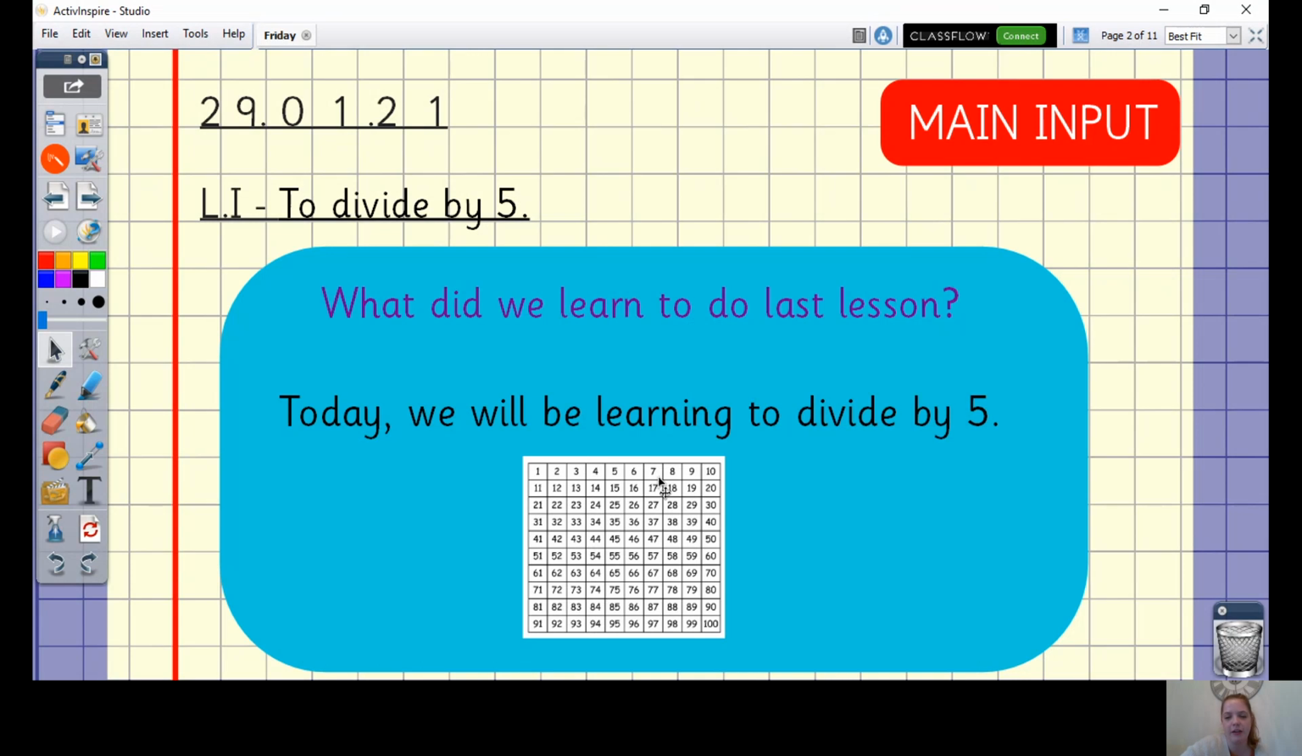Okay, well, we were looking at our odd and even numbers. We were looking at what makes a number odd and even, and then we had a little go at the dice game. So today, we're going to be looking back on doing some division. Today, we're going to be learning to divide by 5. Okay, so let's have a look at our first question together.